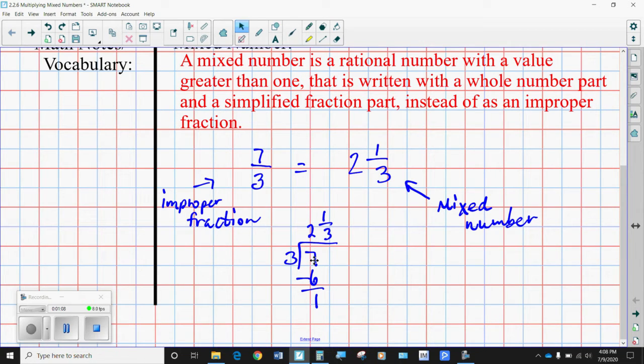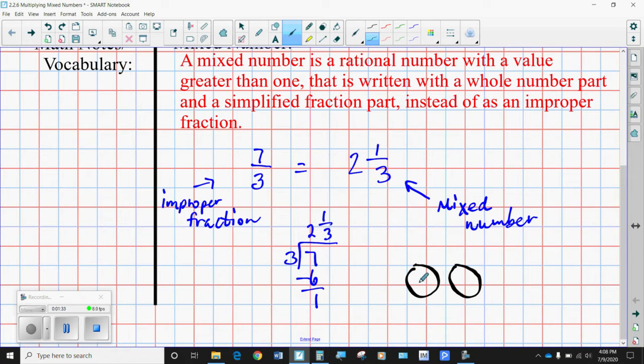How many 3s fit into 7? 2 of them, and 2 times 3 is 6. Then you've got 1 left over, so we're going to make that 1 third. I think I'm going to just draw this. I don't need to make the circles perfect, but this is a good illustration of what we're doing when we're talking about mixed numbers.